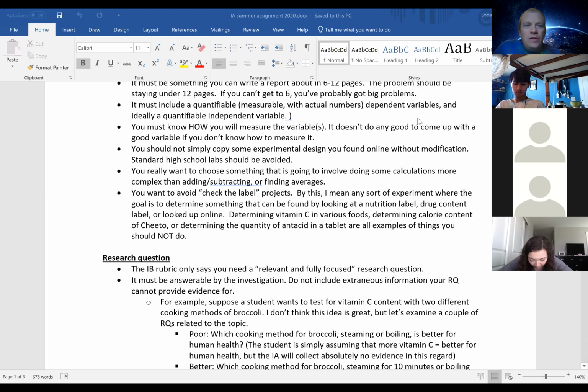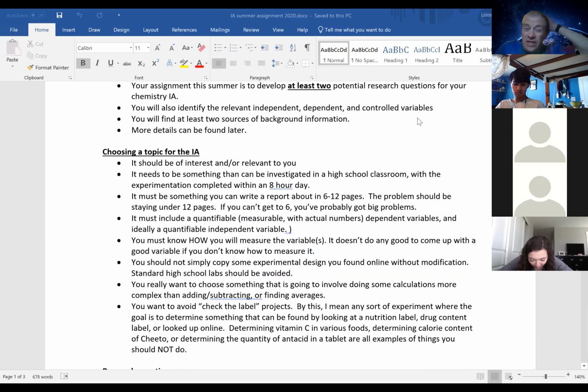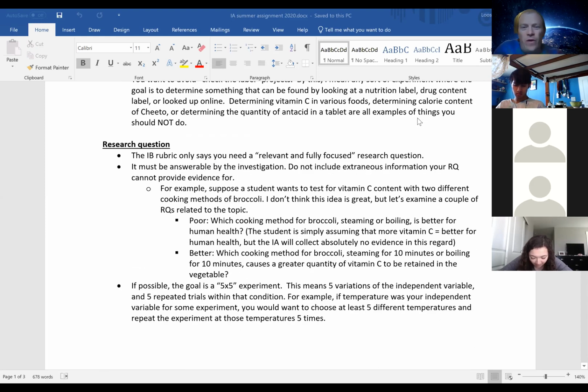So the topic is what you want to hone in on first, and then we need to come up with an RQ. All the rubric really says is you need a relevant and fully focused research question. And this is nice with your EE. It's along the same lines. The EE could be a little more broad because your EE is going to be longer, if you guys have heard much about your EE yet.